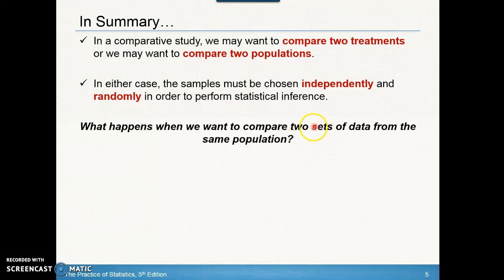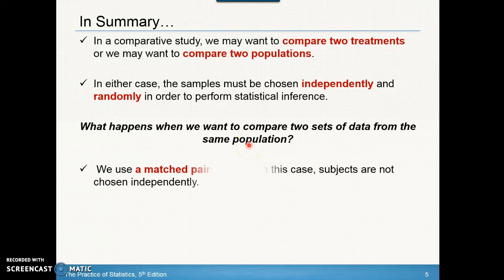But when we're comparing two sets of data from the same population, since it's only one population, it's going to be a matched pairs design because the subjects aren't chosen independently. When I say they're not chosen independently, each individual is independent, but it's the same population for the before and the after. It's the same students taking the SAT before they take the prep course, and then it's the same students taking the SAT after the prep course. So the populations that do the before and the after are not chosen independently.